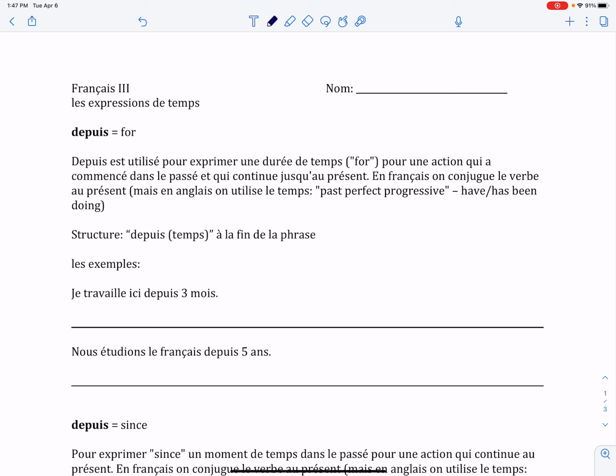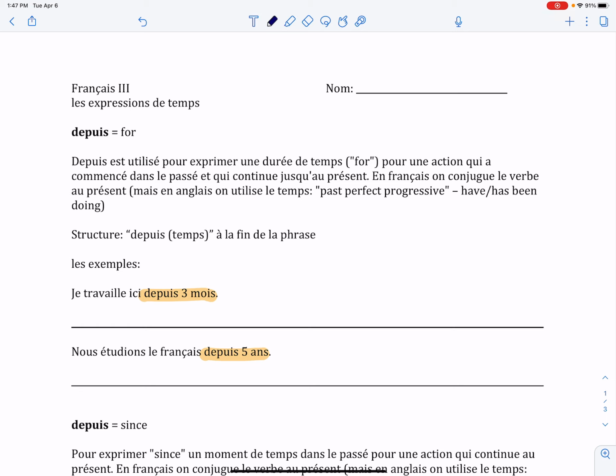The structure where you're going to use this is you're going to put depuis and then the duration of time, and you're going to put that at the end of the sentence. So if we just look at that part of those expressions in these sentences, we have depuis 3 mois, depuis 5 ans, for 3 months, for 5 years. So I'm not going to write these translations out in English. You don't need to watch me write that, but I'll tell you what they say.